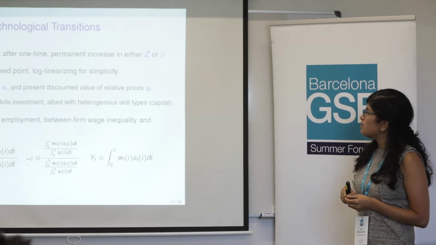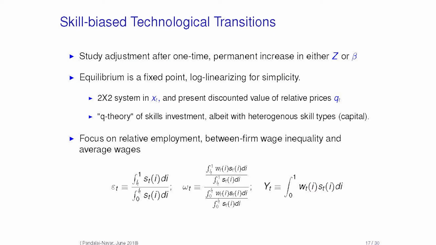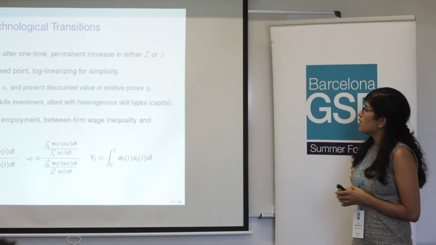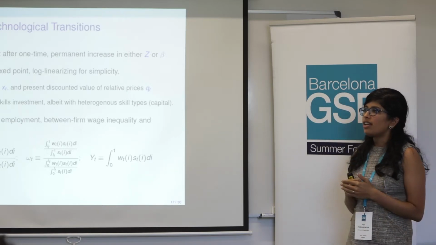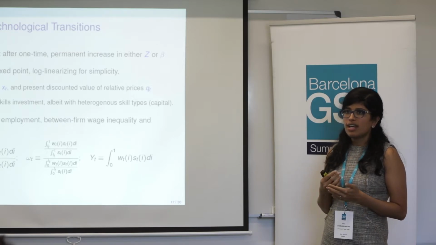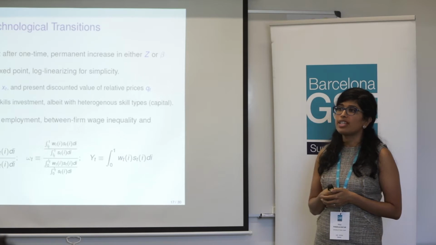So we're going to study adjustments after one-time permanent increases in either Z, or I'll show you in a minute, beta. And beta was the complementarity of cognitive skills to firm 2. Okay, so as you could see from the graph I just showed you, the equilibrium is a fixed point. And we're going to log linearize for simplicity, so it's going to end up being a 2x2 system in relative quantities x and relative prices, the present discounted value of relative prices q.